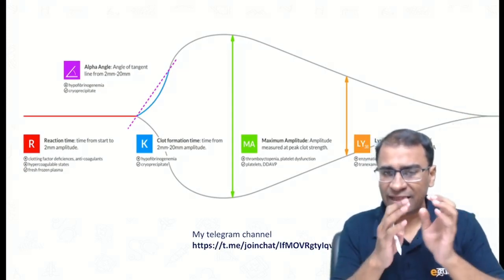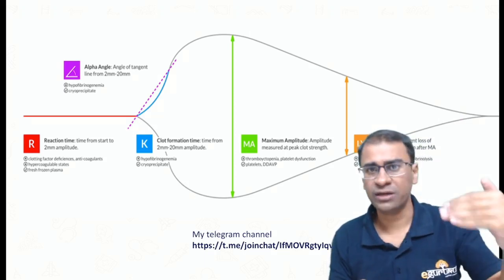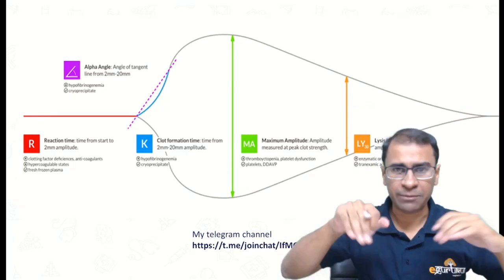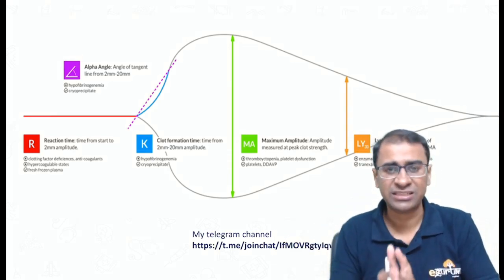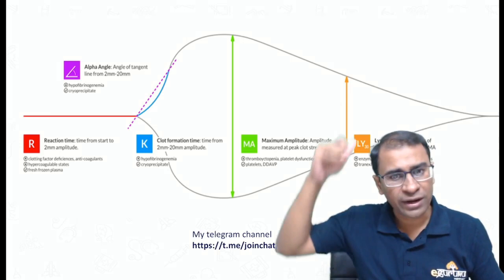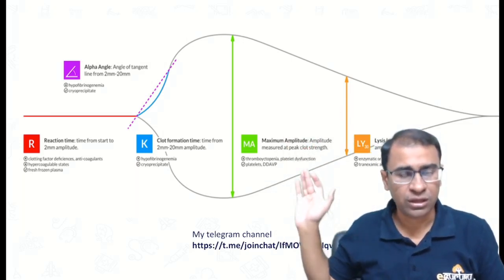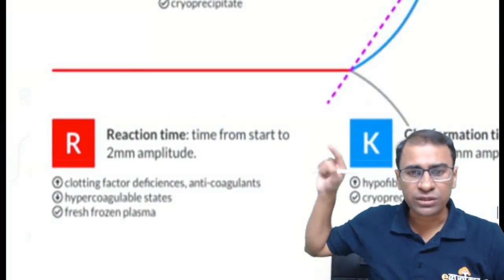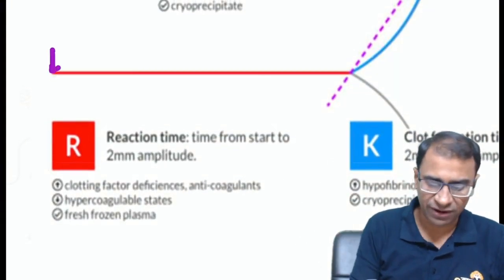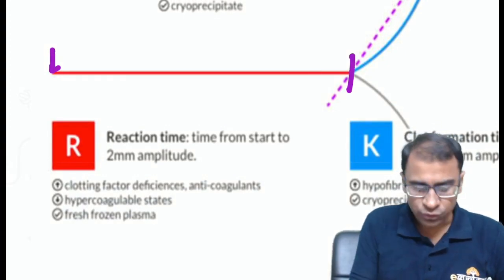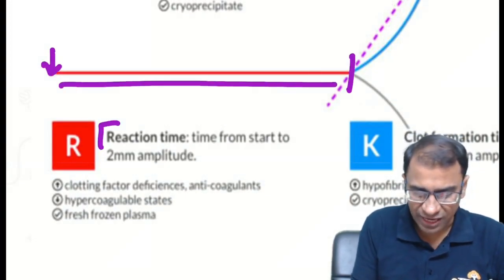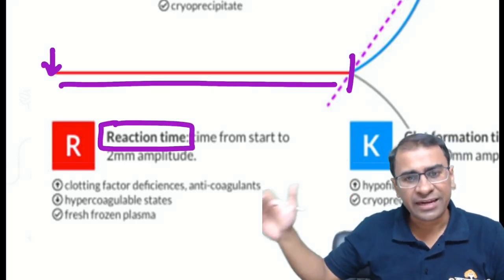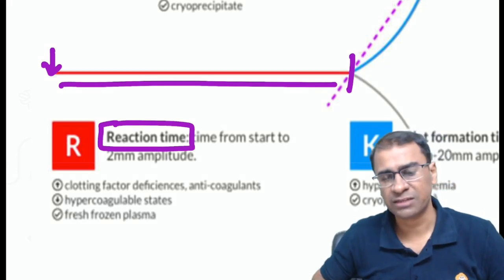You put the blood, and that instrument activates the clotting pathway. So first of all, the clot starts forming. It measures the amount of time it takes to make the clot, and then after the clot has formed, it will lyse the clot. So the different time intervals are measured by the TEG. See the first one, from the start of the clotting process till the clot starts forming, this time is called the reaction time. The reaction time measures clotting factor deficiency. It can look for hypercoagulable states or fresh frozen plasma given to the patient.